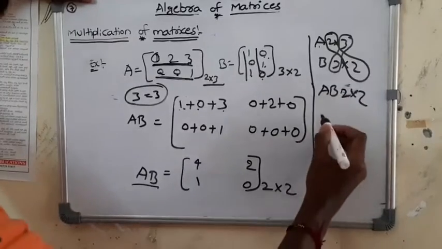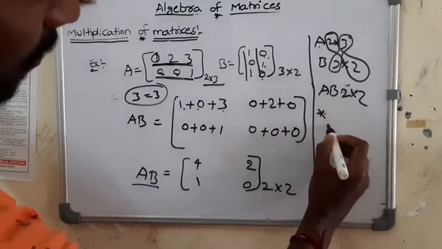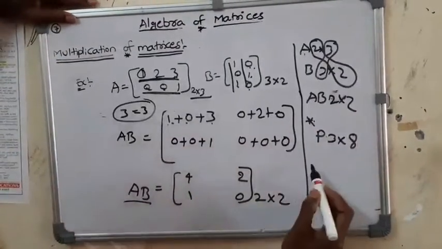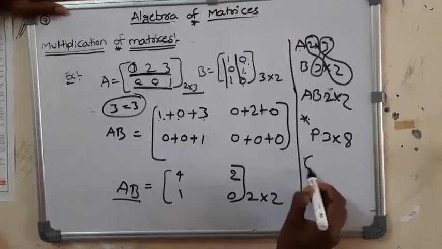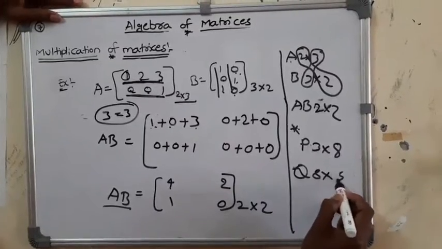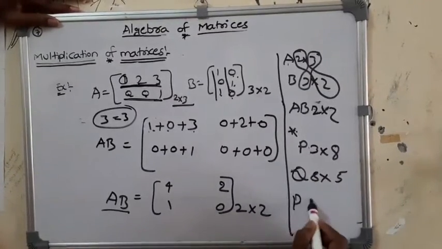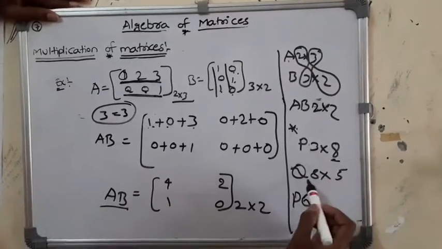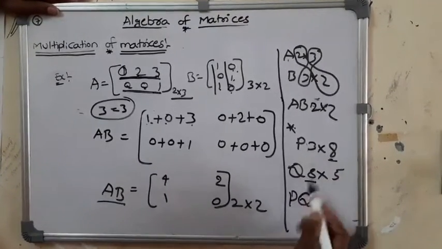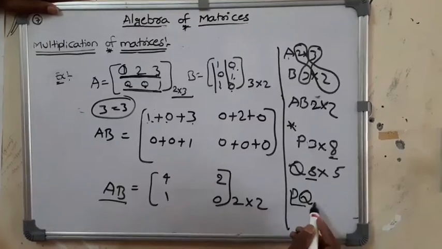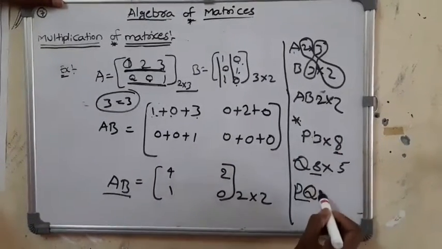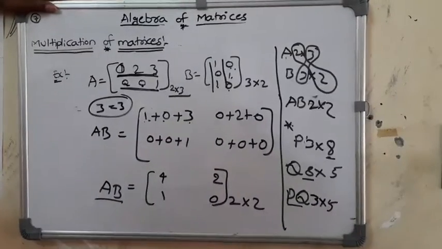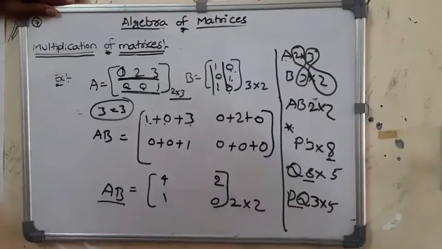For example, let us take another matrix. Here P is a matrix of order 3 by 8 and Q is a matrix of order 8 by 5. Here, what is the order of PQ? If we observe, the number of columns in P and the number of rows in Q are the same. So we can get the PQ matrix, which is of order 3 by 5. So PQ is a matrix of order 3 by 5. In this way we can easily calculate the order of the PQ matrix.